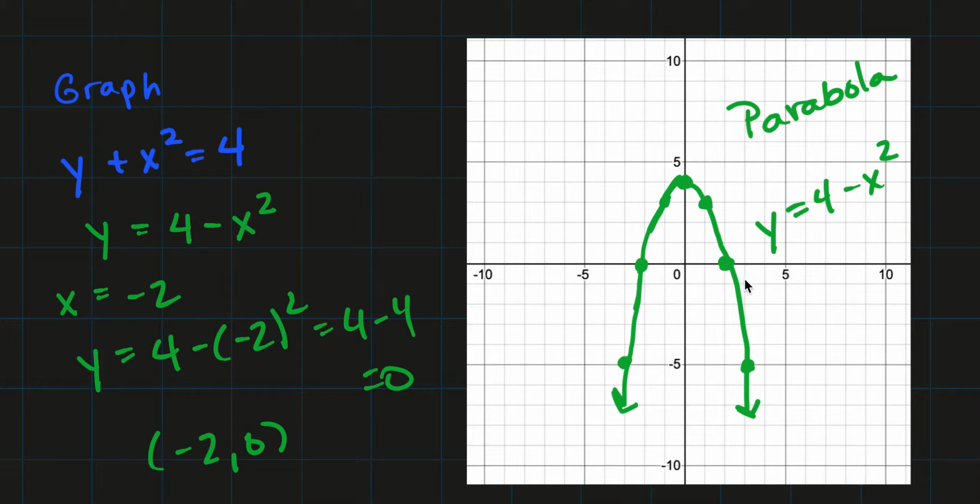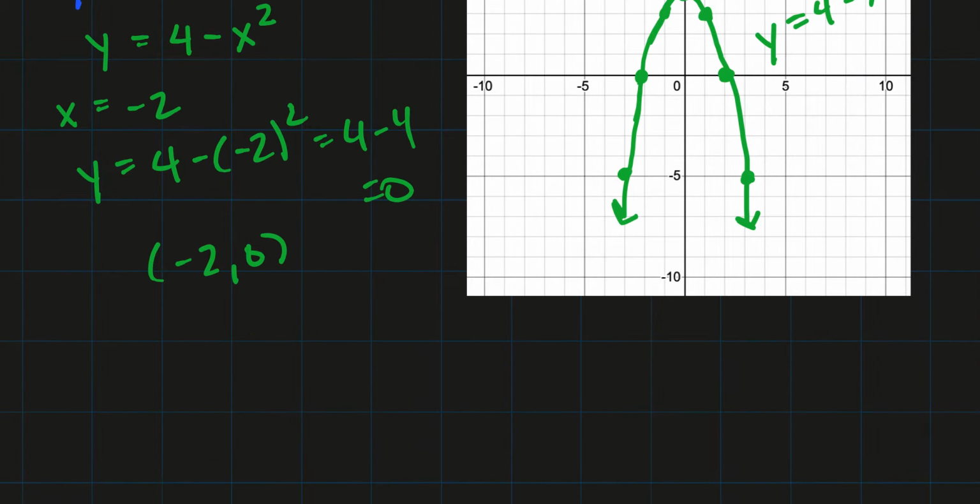This equation is actually symmetric with respect to the y-axis, meaning that if you folded this graph in half along the y-axis, whatever you get on the right side will lie exactly on the left side. So folding in half, they'll overlap. We'll talk about that a little bit more later. Let's try to graph one more equation.